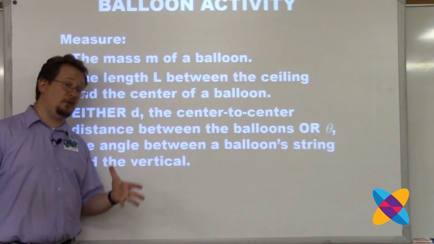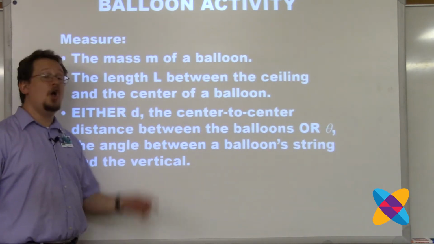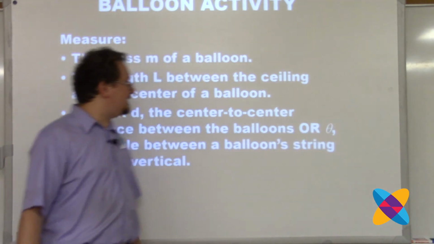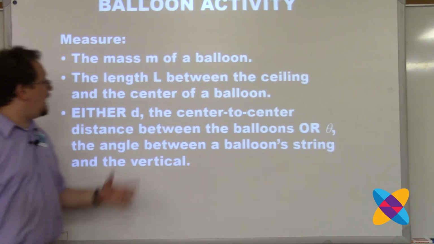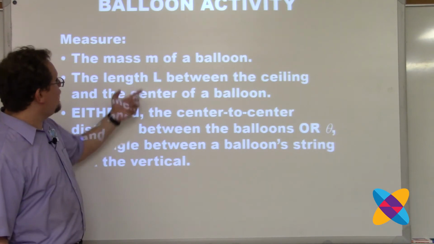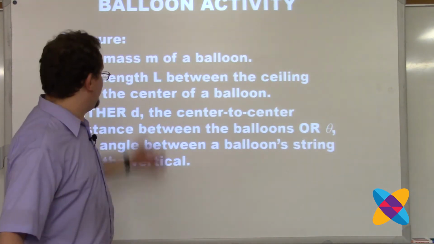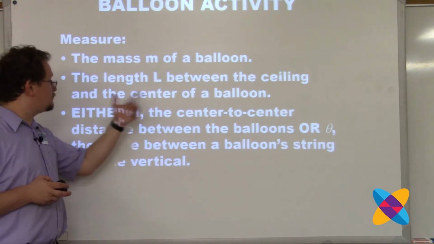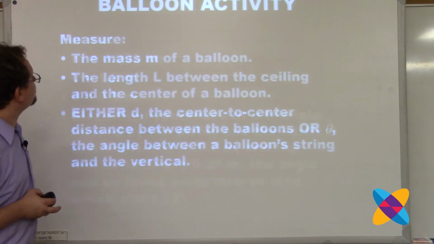And then this is what you really want to get. D is the center to center distance between the balloons, or, and I think that's easier to get, but harder to get, is theta, the angle between the balloon string and the vertical. Now, if you get one, you know the other, because you can take half of D over L, and that is the sine of theta. The sine of theta is equal to half of D over L, and you get the idea. You draw a diagram, and you can do trig to relate D and theta. So you really only need to know 2 of them.